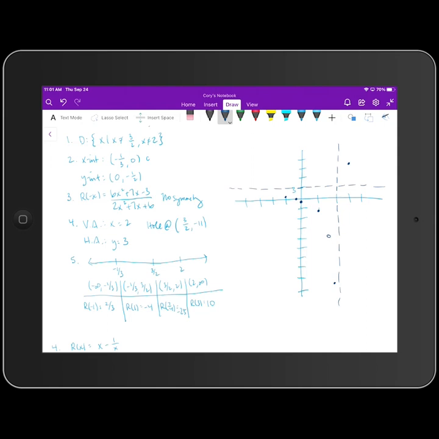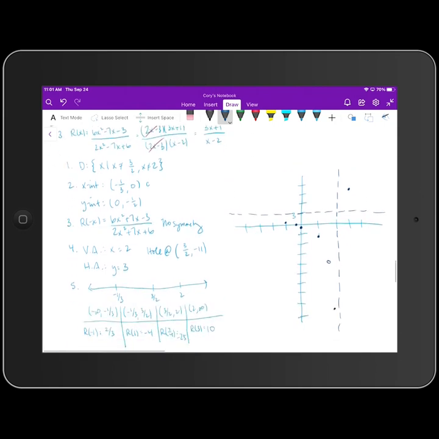Again, I like working around the x-intercept first. So the multiplicity of the 0 on top is 1. The graph crosses the x-axis at that point, which it does. And then I'm just going to follow these points here going down like that, and like that.